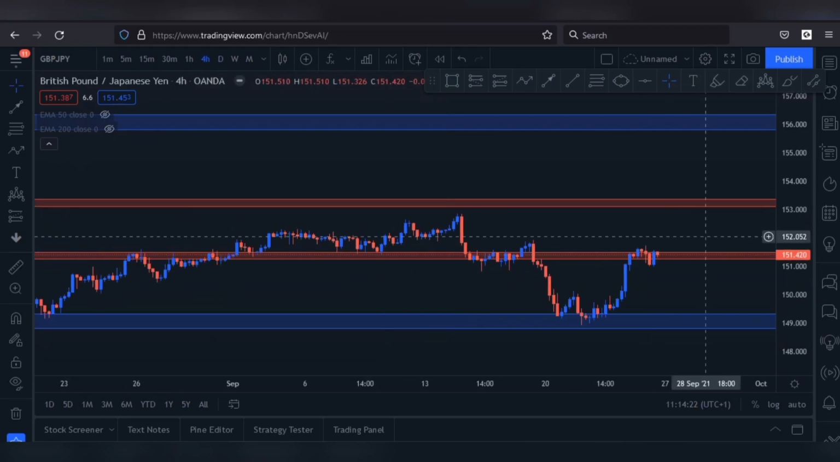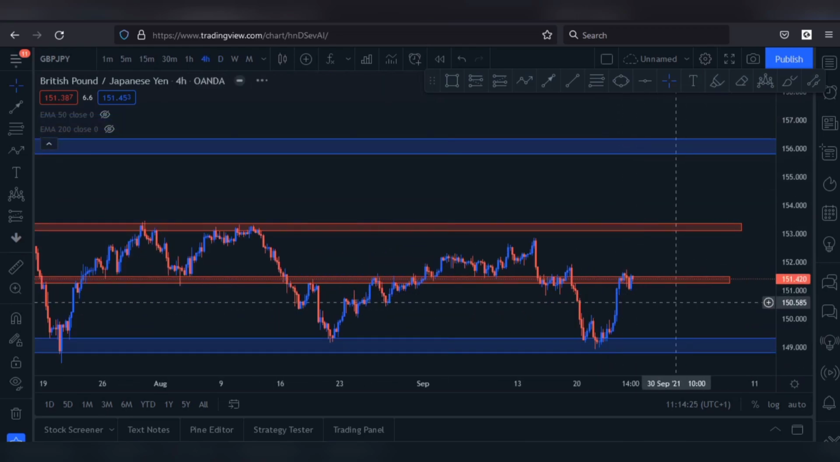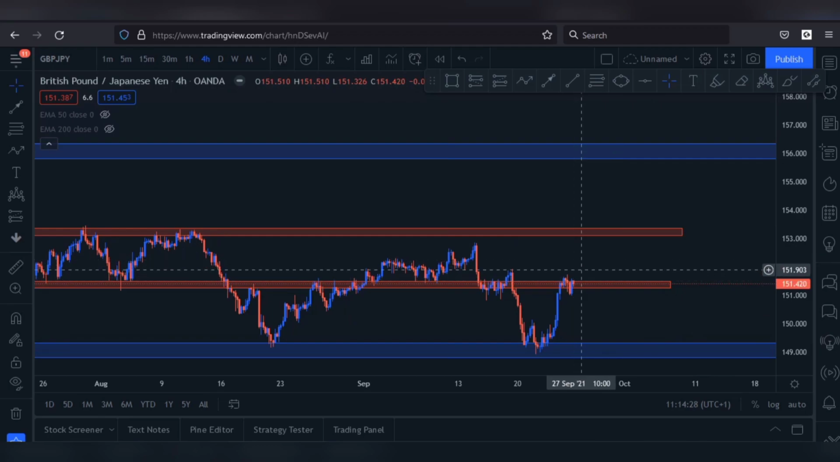So on the 4 hourly time frame, what we're looking for is again a break here, a retest, and a continuation to the top. Okay, and the continuation to the top.